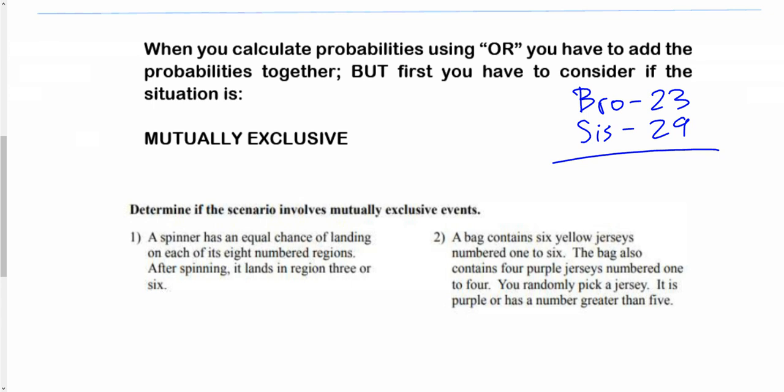How many people are in this class? Wait, I got 36 desks. 1, 2, 3 empty desks. So there's 33 people, right? What do we get when we add these up, though? 52? So how is it we're getting 52 when there's only 33 people in the class?